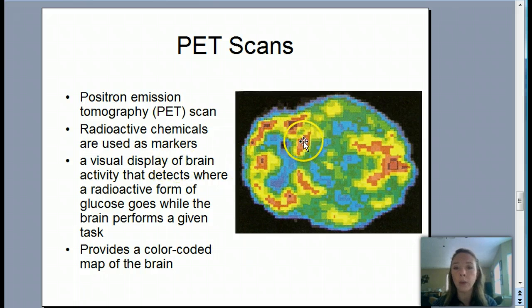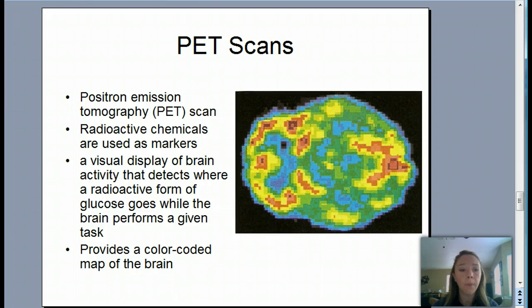So you can see these red parts right here and right here. So those are the parts of the brain that are using a lot of glucose at that time, versus the blue parts aren't using a whole lot. This is really neat, it's kind of like a functional scan, because you can ask people to think of an image or do a math problem, and you're looking at what part of the brain is using the glucose at the time, using energy because it's being worked.